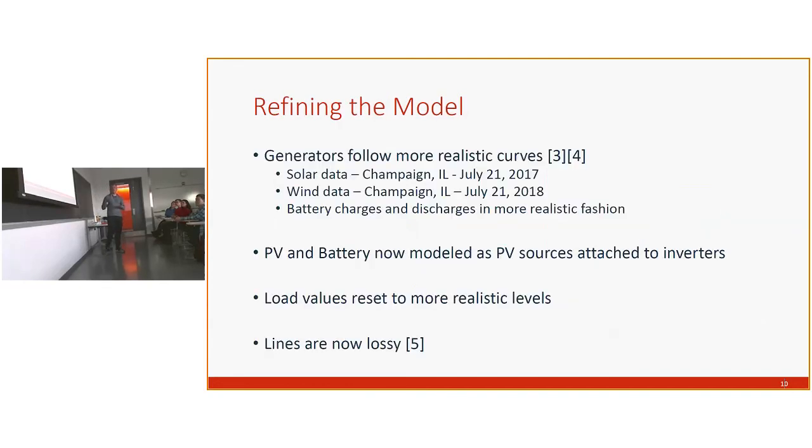Okay, so now refining the model. The generators will now follow more realistic curves. So this involves actual solar and wind data taken from stations in Decatur, Illinois, on July 21st, 1 year apart from each other, 2017 and 2018. The battery charges and discharges will now occur in a more realistic fashion, so not just some sine wave.